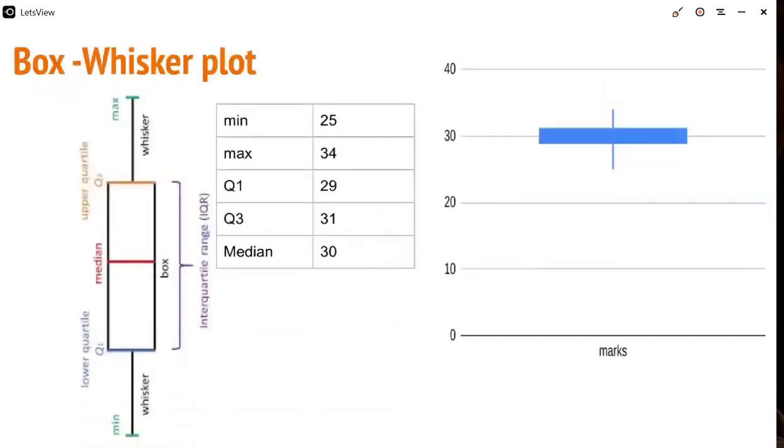Now the next chart that is commonly used is called the box whisker plot. The purpose of the box whisker plot is to study how the variation is present in the values. So this is again used for numerical type of data.